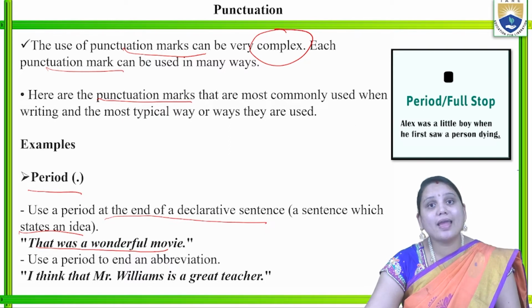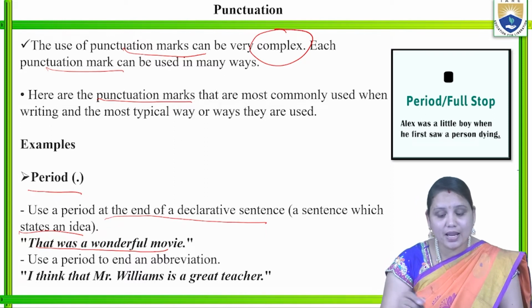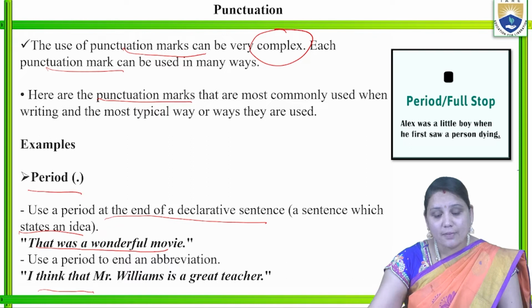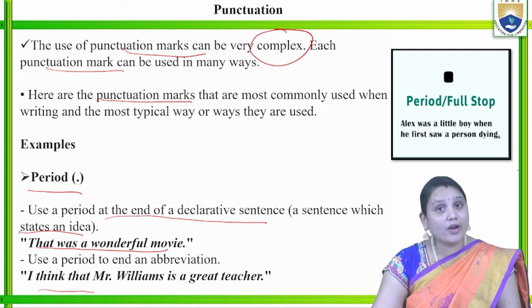Use a period to end an abbreviation. You use a period to end an abbreviation too. For example, I think that Mr. Williams is a great teacher. Now see, what is it that you are declaring about Mr. Williams? He is a great teacher. I think that Mr.